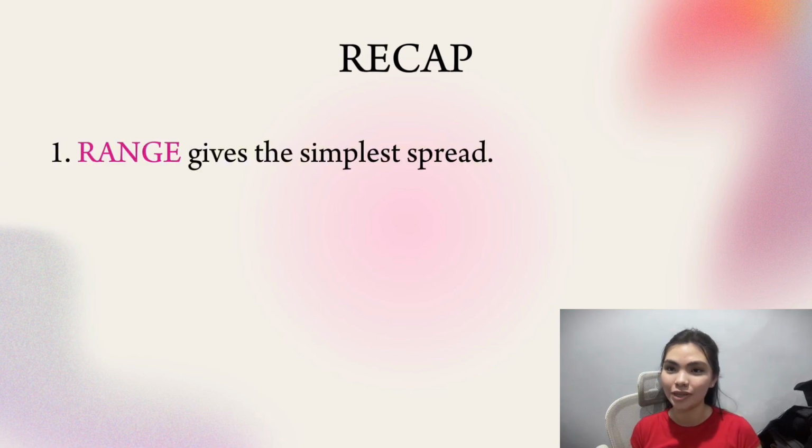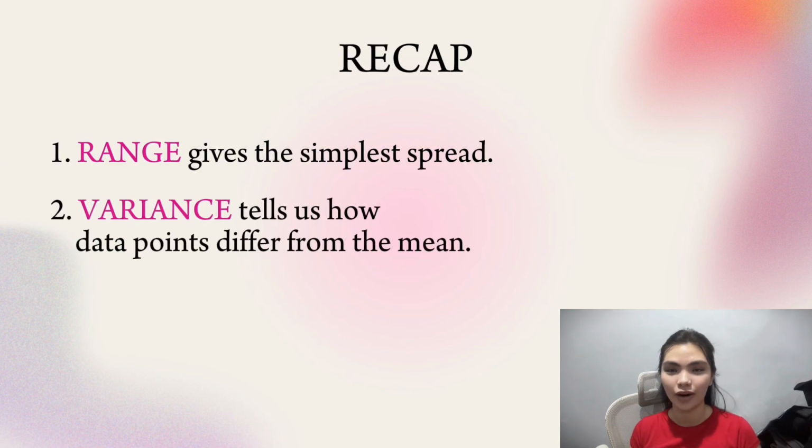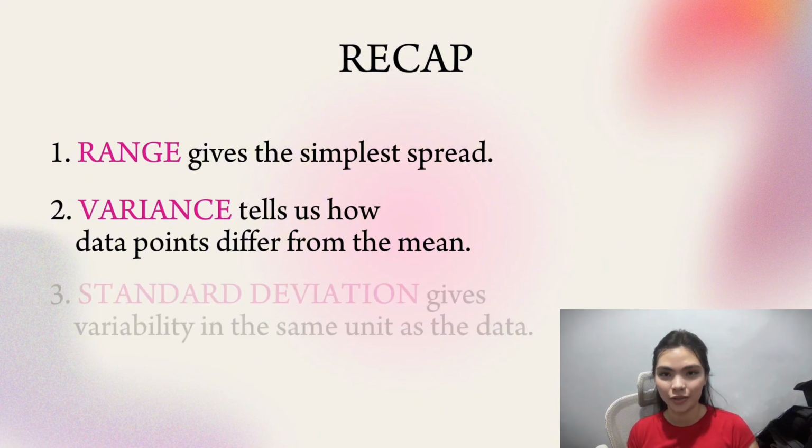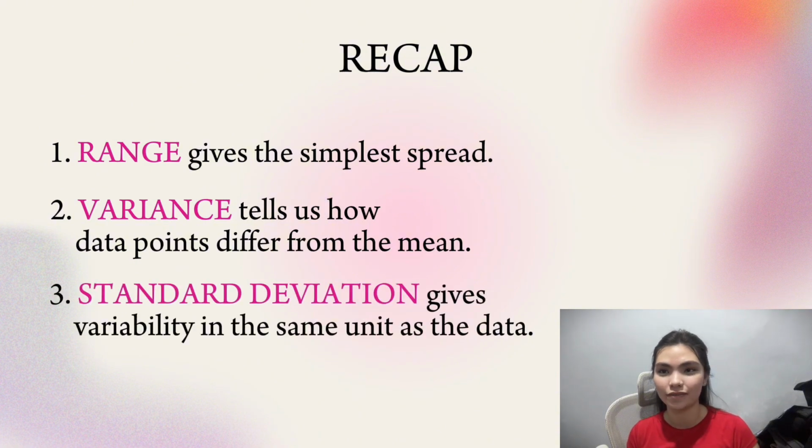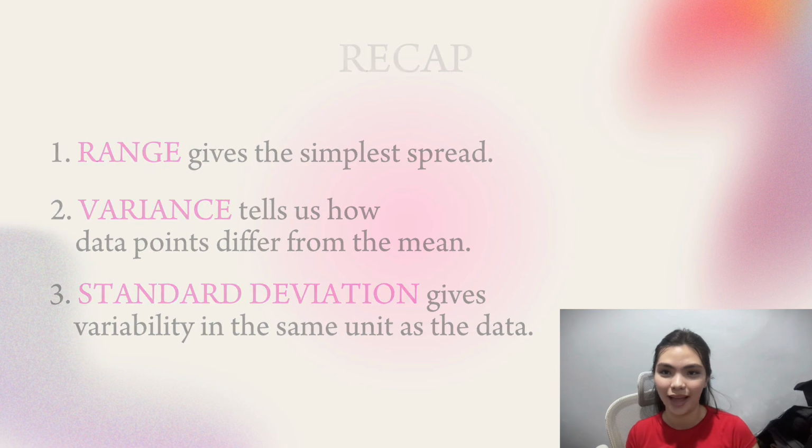Easy, right? So let's recap. Number 1, range gives us the simplest spread. 2, variance tells us how data points differ from the mean. 3rd, standard deviation gives variability in the same unit as the data. Understanding measures of variability helps you see the full picture behind the numbers.